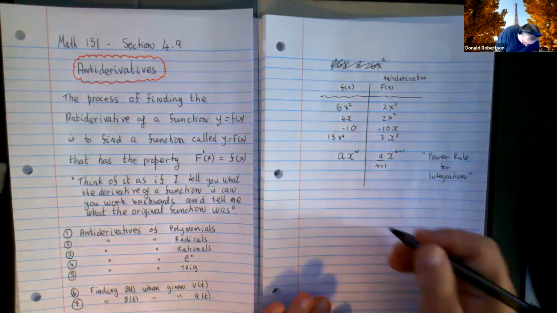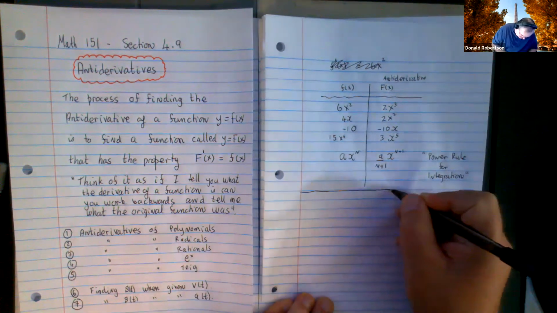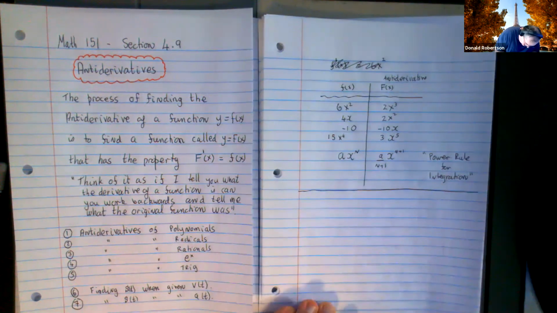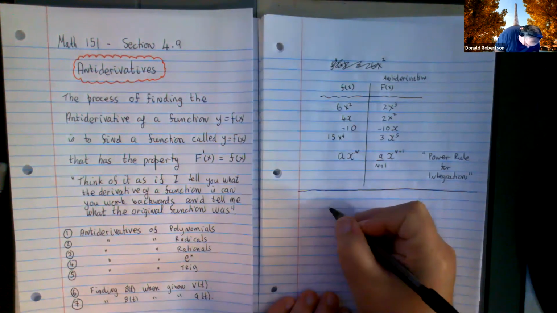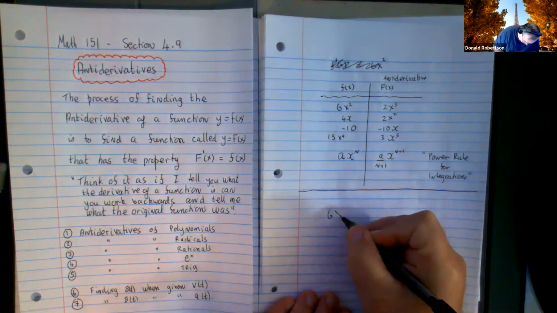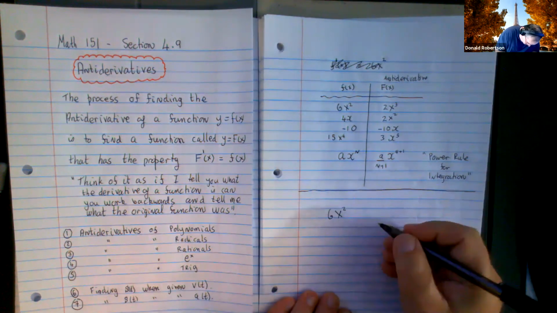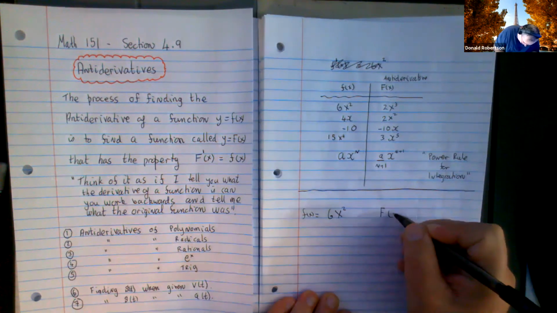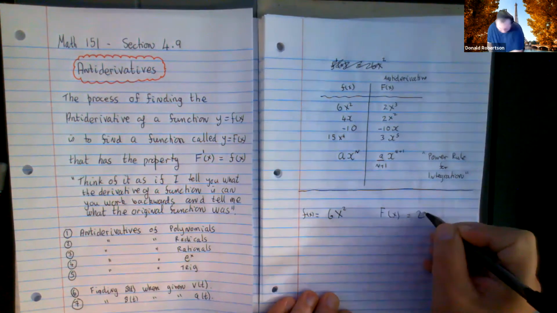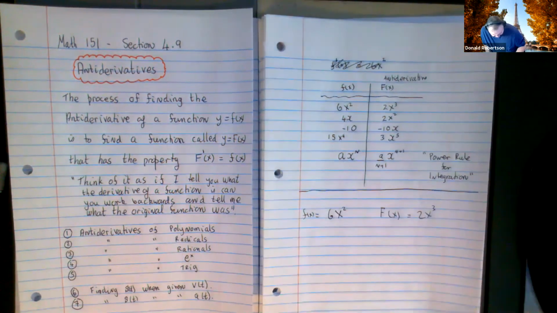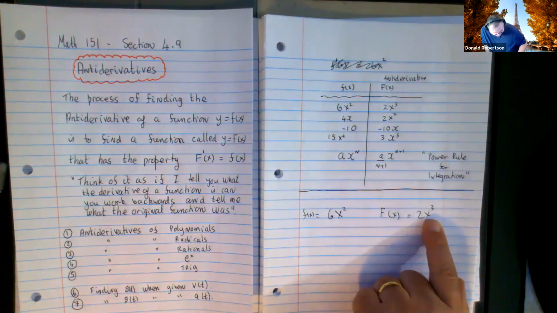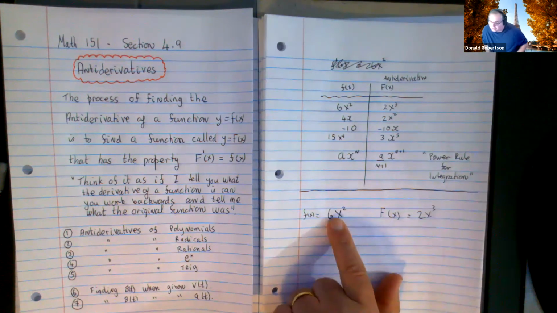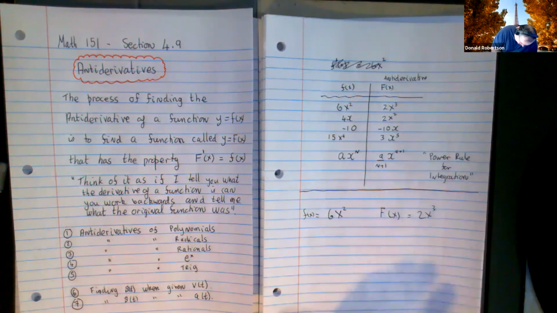I'll give you an example of why what I've just written up there is not 100% correct. Suppose we took 6x squared, right? That's my function. Then its antiderivative function is 2x cubed. And I can check that. Isn't the derivative of this him? So I know that part works. Here's the problem.